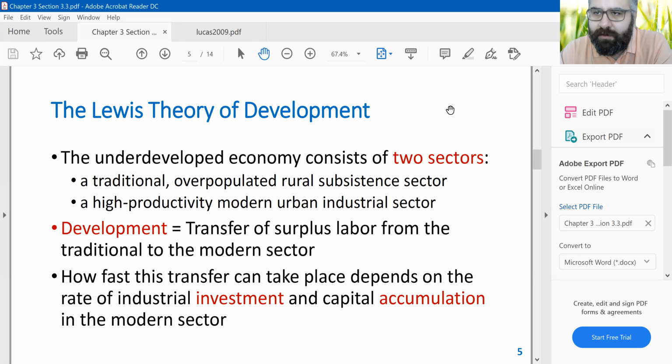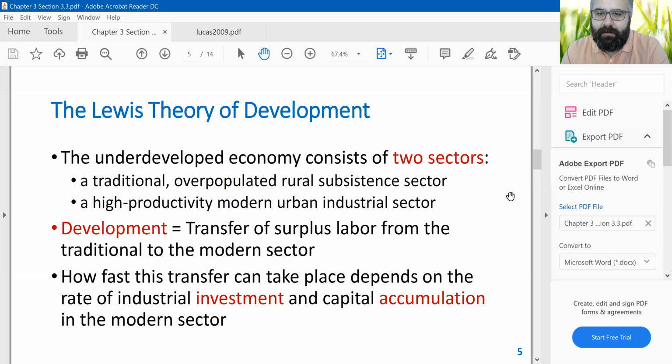Okay, so what are these two sectors? So again, a traditional overpopulated rural subsistence sector. Overpopulation here is important, right? So some of these people living in rural areas in the working age years will not be employed because their marginal productivity is zero. And then we have the high productivity modern or urban industrial sector.